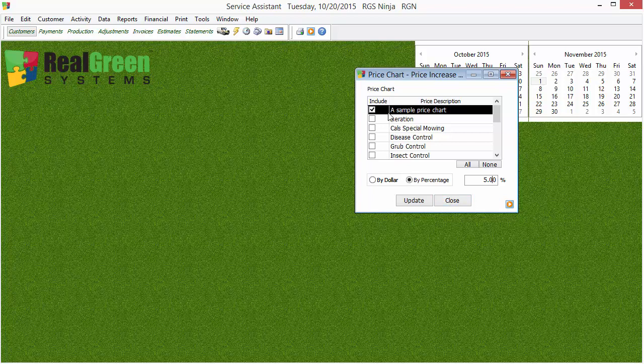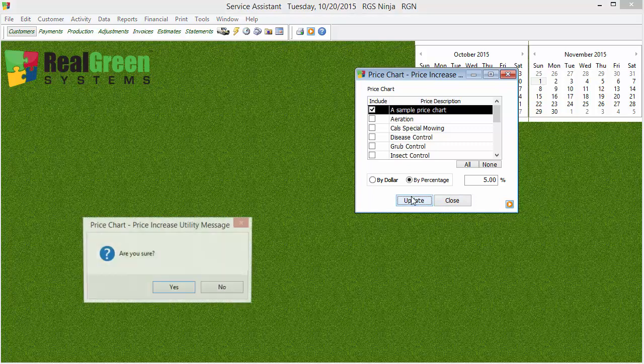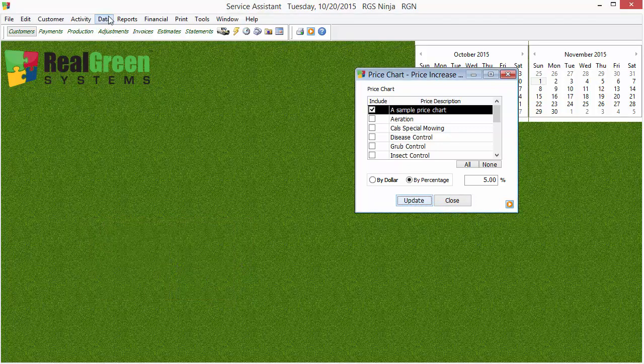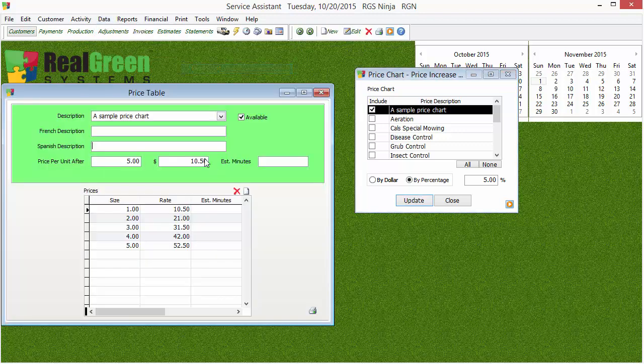So again, we're going to do it against a sample price chart. I'm going to hit update. It's going to say, are you sure? We click yes. It says it's completed. Now, if we go back to that price chart, you'll see all the prices have gone up by 5%. So again, this price chart utility is strictly for the price charts.